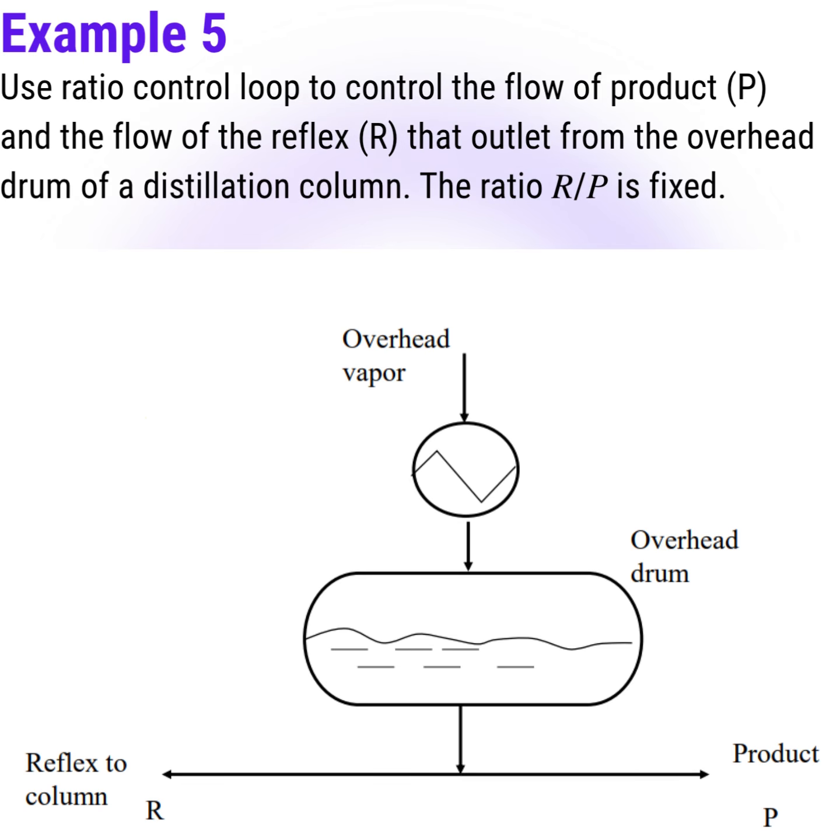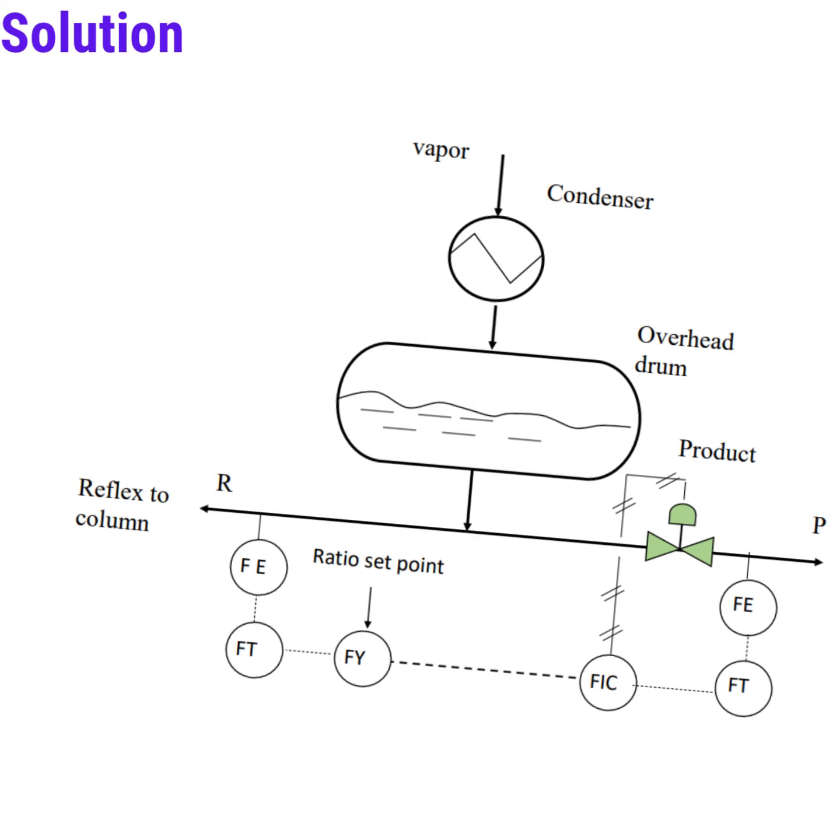Example 5. Use ratio control loop to control the flow of product, P, and the flow of the reflux, R, back outlet from the overhead drum of a distillation column. The ratio R/P is fixed. Solution.